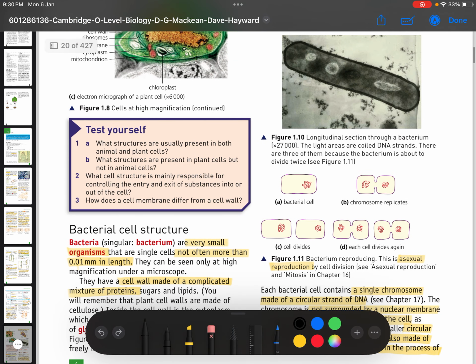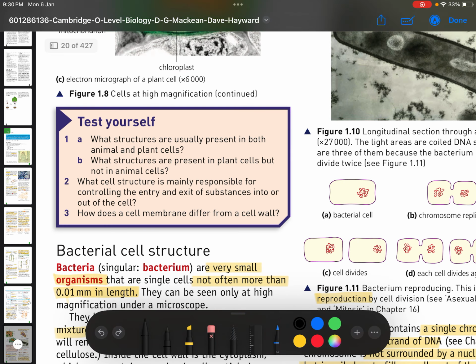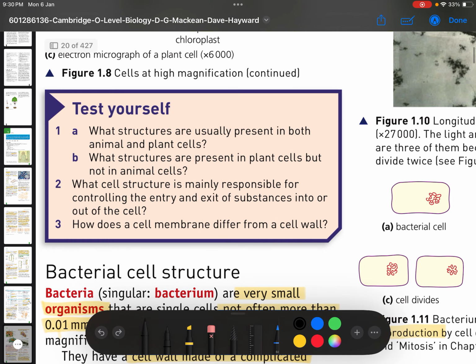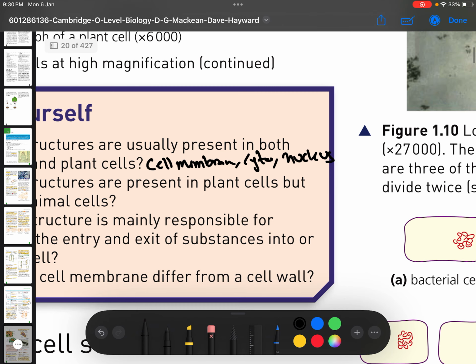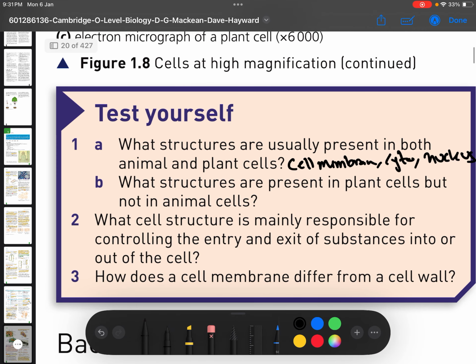Now, test yourself. Let's test all of the knowledge we had. Let's have a bit of review, so you are confident about what you have learned today. What structures are usually present in both animal and plant cells? Very easy. Number one being cell membrane. Let's start from outside. Cell membrane. Number two being cytoplasm. Number three being nucleus.